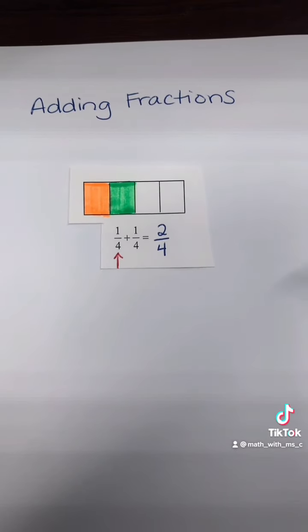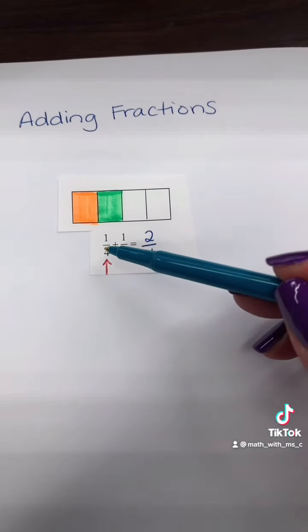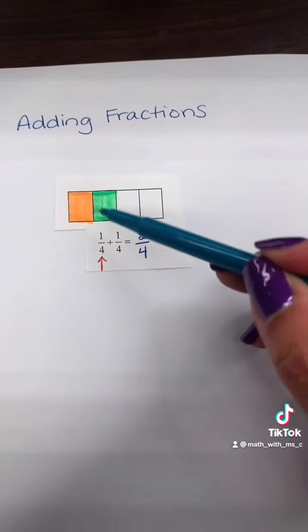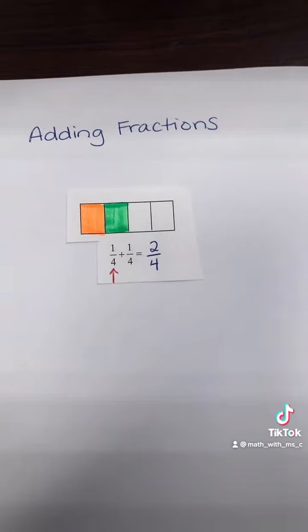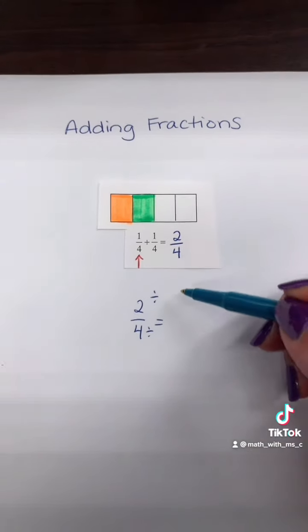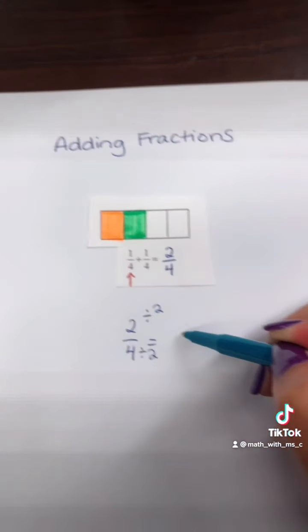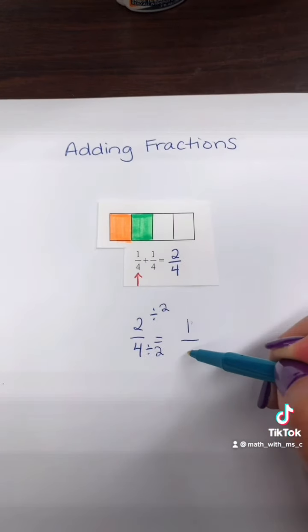That's why when you're adding fractions, you'll notice that the numerator changes, but your denominator stays the same, because that's what the model is out of. Now 2/4 can be simplified. 2 and 4 both have a common factor of 2. 2 divided by 2 is 1. 4 divided by 2 is 2.